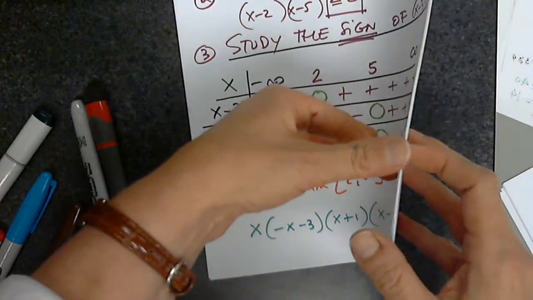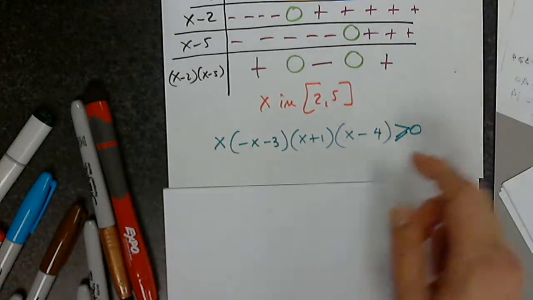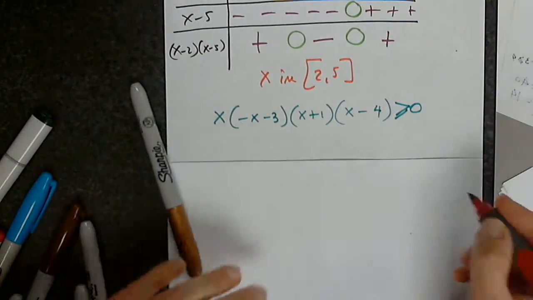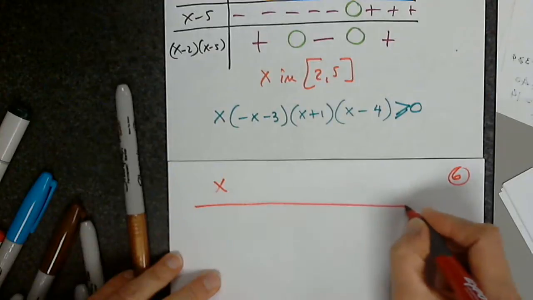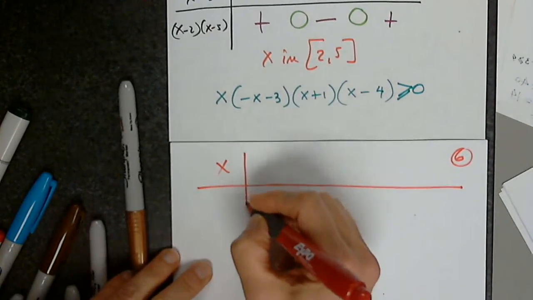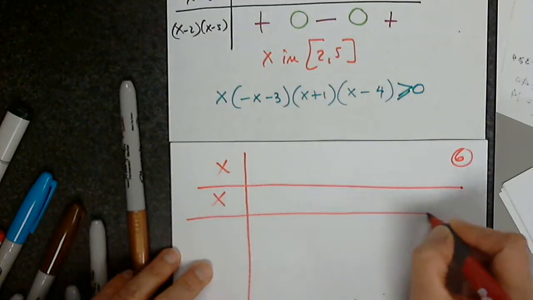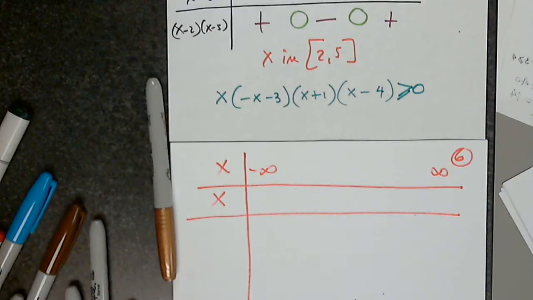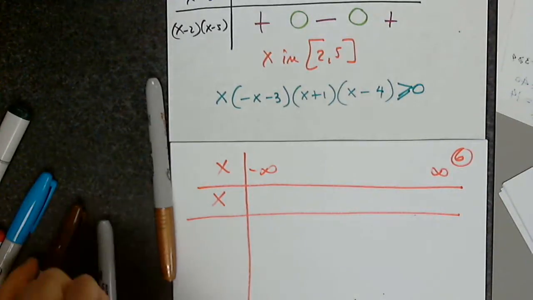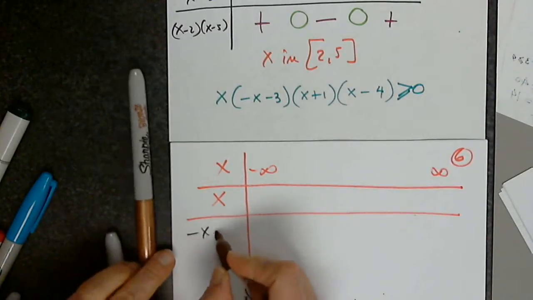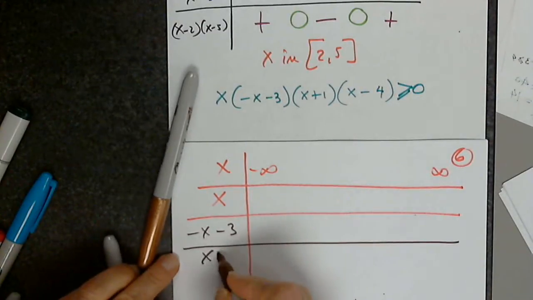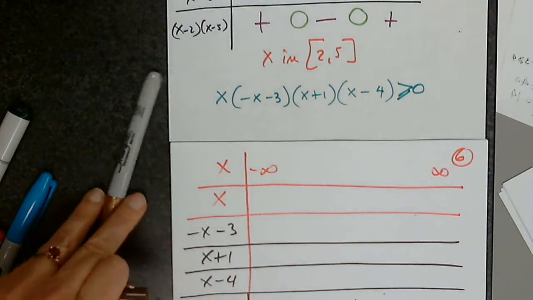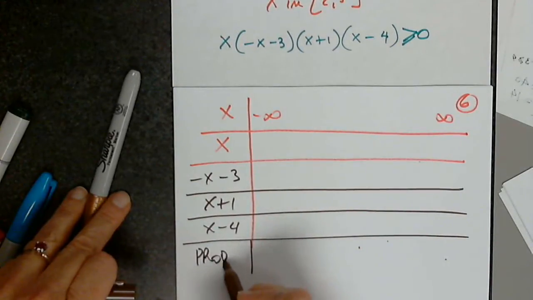Good. Since this is already chart ready, I have a product on one side and 0 on the other, I can get the chart going. x is the variable in the problem, but then I have x as the first factor. So the top is always values of x. But since I have 4 factors, I have to write all 4 factors one after the other. So negative x, x minus 3, x plus 1, x minus 4. And since I don't have enough room for the whole thing, I'm going to say product.